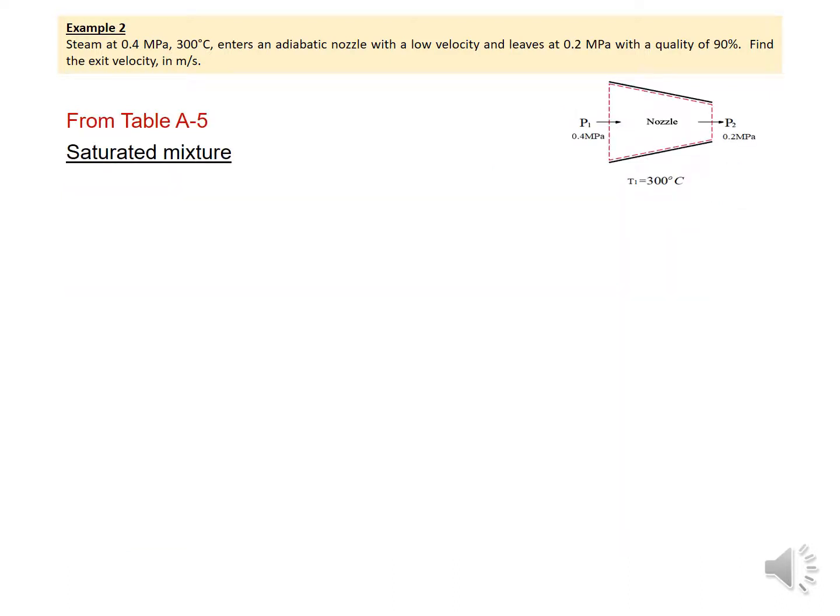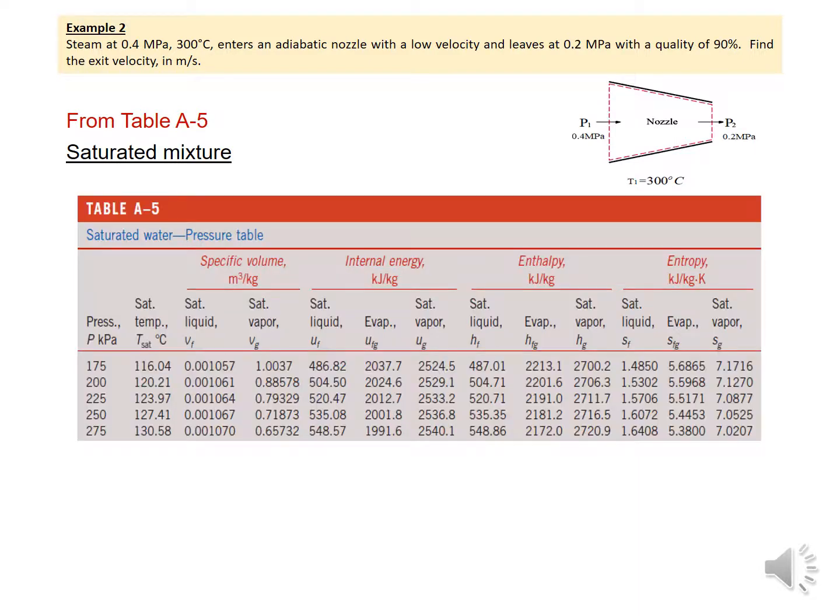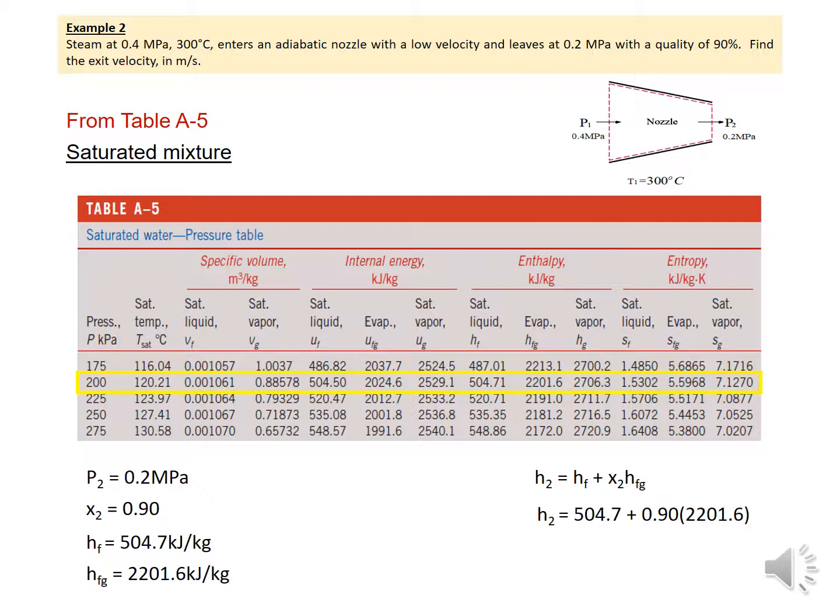From table A5, the saturated mixture table, P2 equals 0.2 megapascal, x2 equals 0.90, hf equals 504.7 kilojoules per kilogram, hfg equals 2201.6 kilojoules per kilogram. h2 equals hf plus x2 times hfg. h2 equals 504.7 plus 0.90 times 2201.6. h2 equals 2486.1 kilojoules per kilogram.